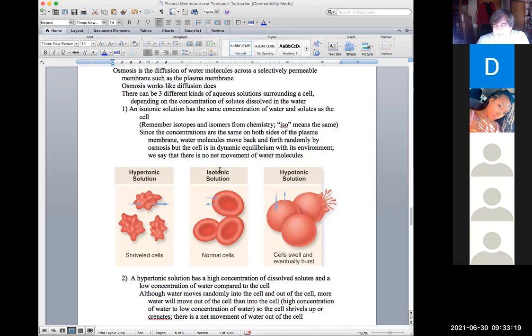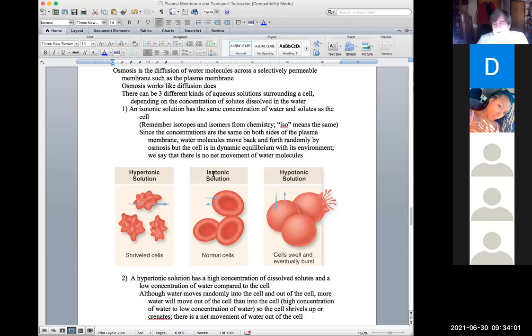So let's look first at an isotonic solution. The reason that we want to look at this first is this is the normal shape of red blood cells. They would look the same on the other side. So they've got a little indentation in the middle on both sides. And this is what we see if we put red blood cells in an isotonic solution. Now, if we look at the water inside the cell, inside the cytoplasm, there's some water, and then there are some things dissolved in the water.